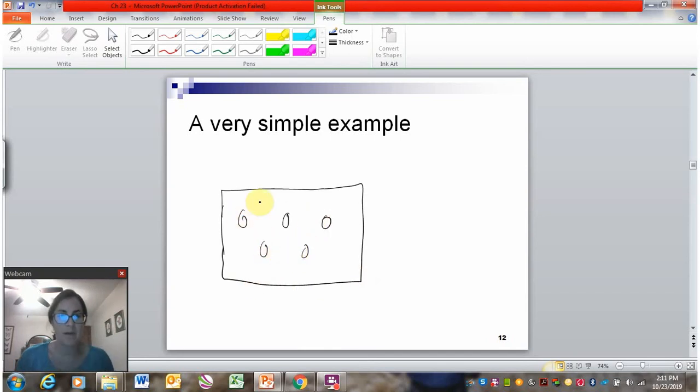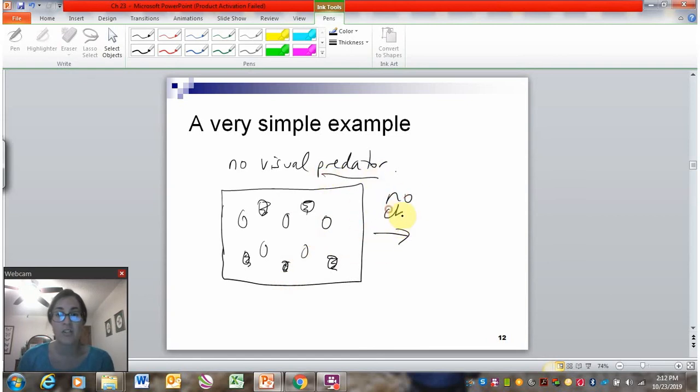So here's my dot population, and again, we're 50-50 dark and white dots or black and white dots again in a white background. But here's the big difference. There is no visual predator in this scenario. So is natural selection going to occur if there's no predator? Well, not based on this particular trait and this particular interaction, right? So without a selective pressure, i.e. the predator, there would be no change in this population.